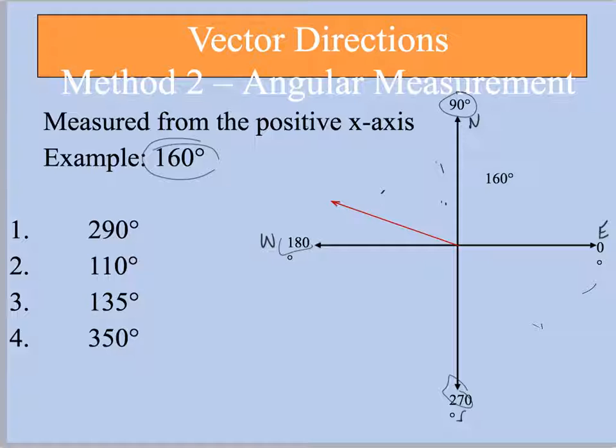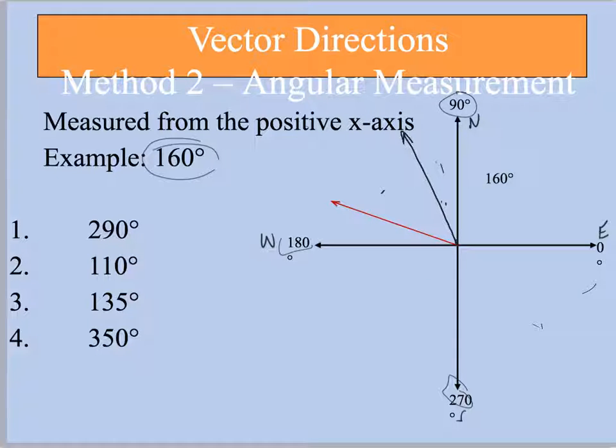110 degrees. Well, the 110, we know it's going to be past the 90. How far past the 90? Well, what's the difference between 110 and 90? Well, 110 and 90 is 20 degrees difference. So 110 would be about right here.